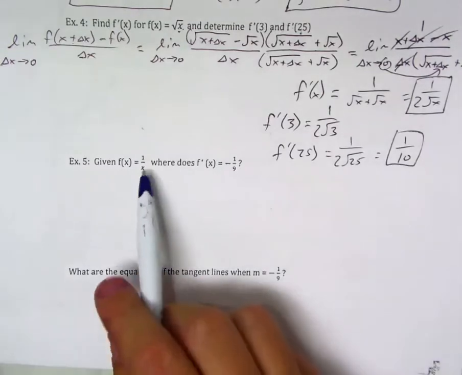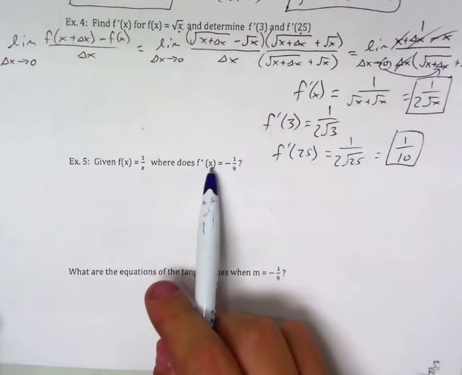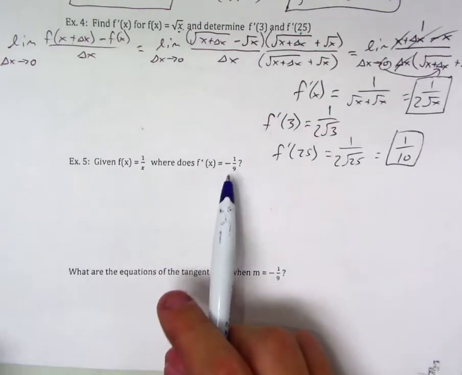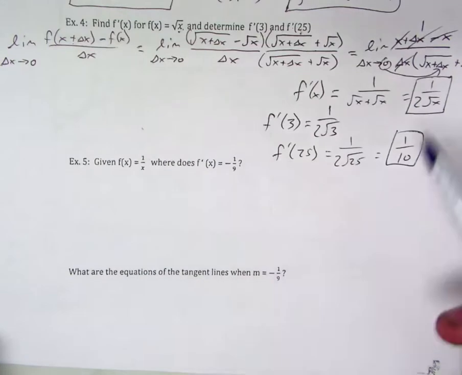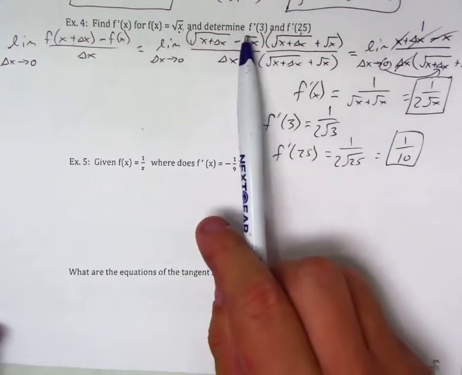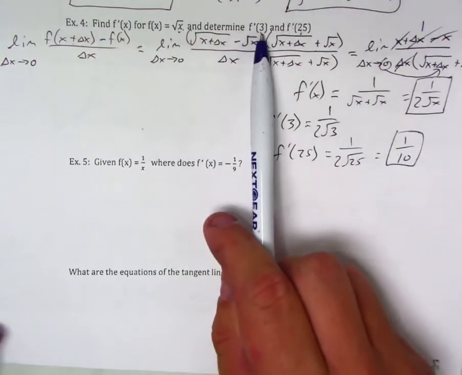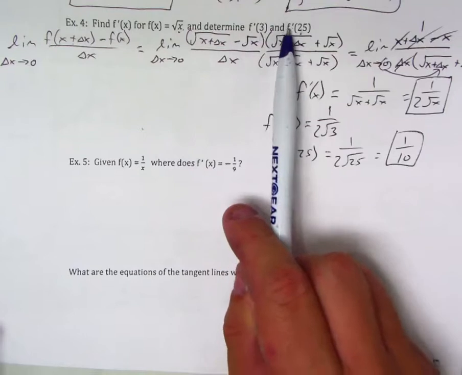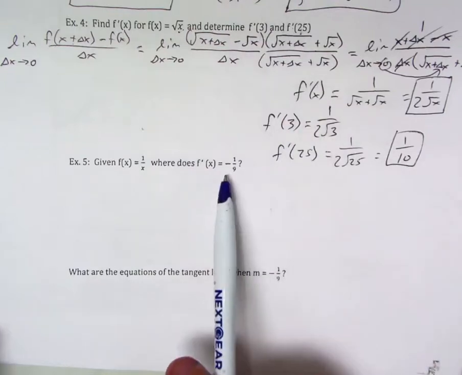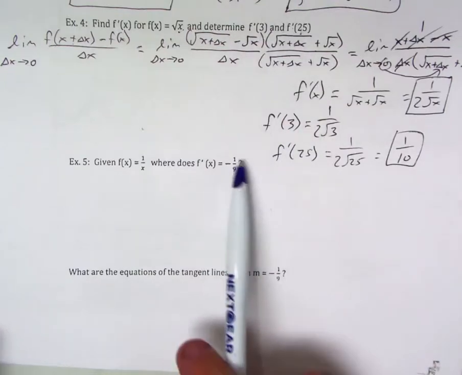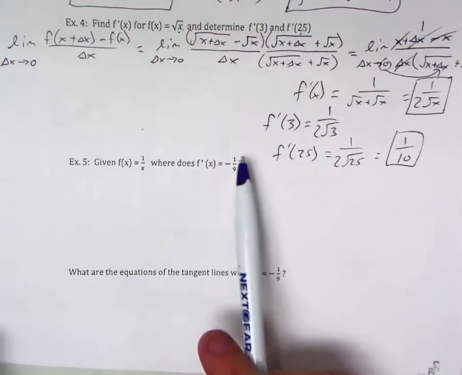Example 5. Given this function f of x equals 1 over x, where does f prime of x equal negative 1/9? This is a different question now. The other problems were saying, what is the slope at 3? Like this one said, what's the slope at 3? And what's the slope at 25? This one's saying, where does the slope equal negative 1/9? Now we're looking for an x value.